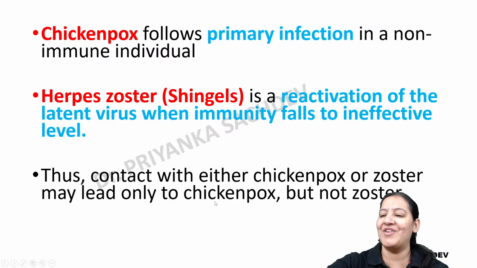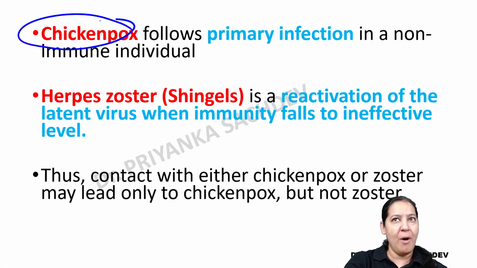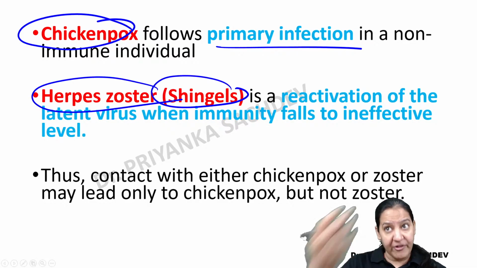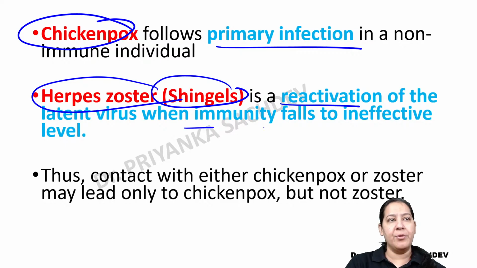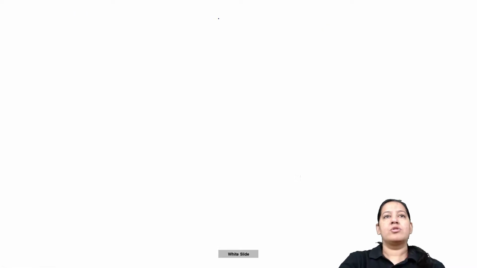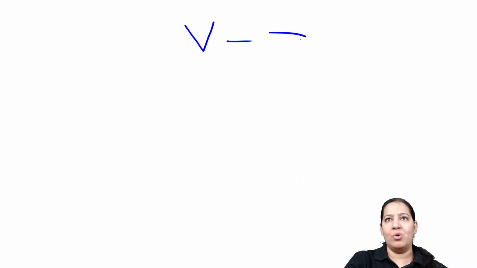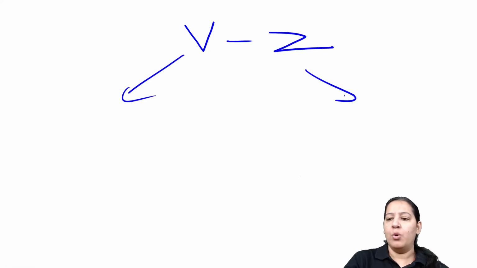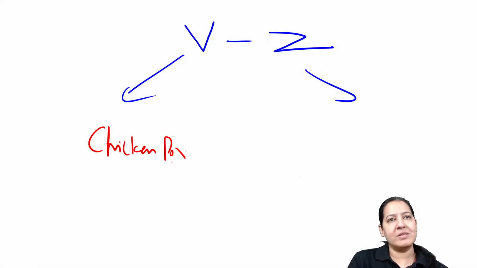The same thing is written in front of you. I have taught you: chickenpox is a primary infection. And the other name of shingles is herpes zoster. That is caused by reactivation of the virus when the immunity falls. So it is a secondary infection, right? So there is a virus known as Varicella zoster virus. When the virus enters the human body for the first time, it causes chickenpox. And chickenpox is caused by varicella, right? So it is a primary infection.